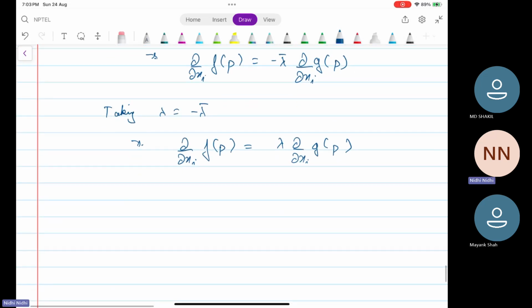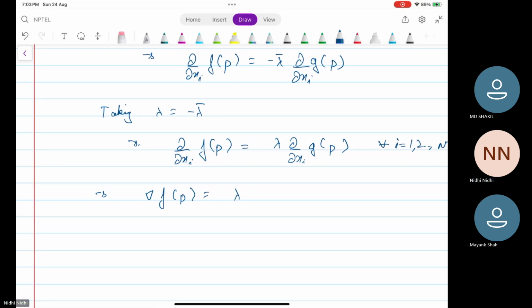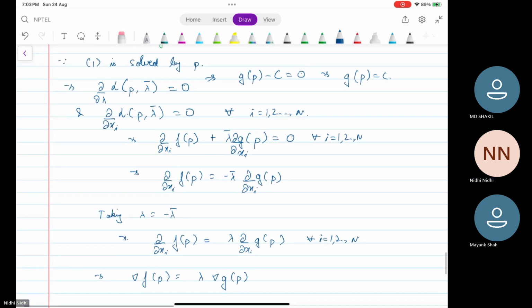Yeah, from here we get the gradient of f at point P is equal to this, and this is happening for every i = 1, 2, ..., n, lambda times the gradient of g. That's what we need to prove.